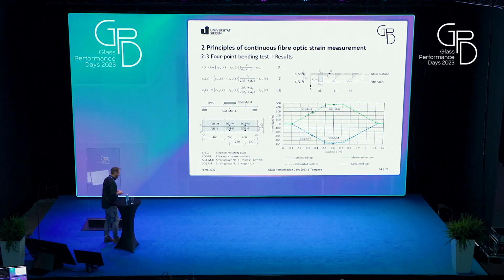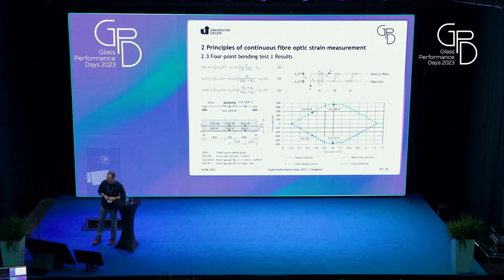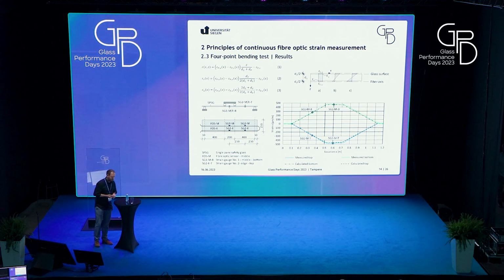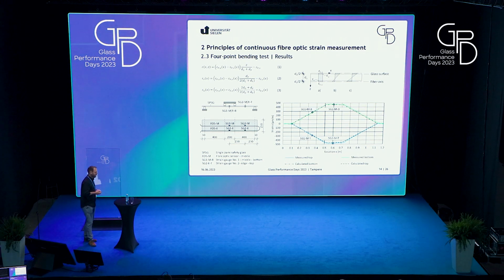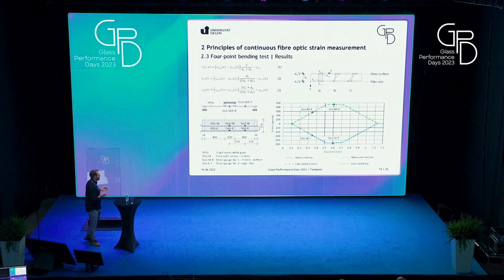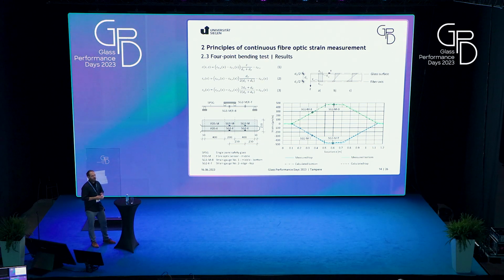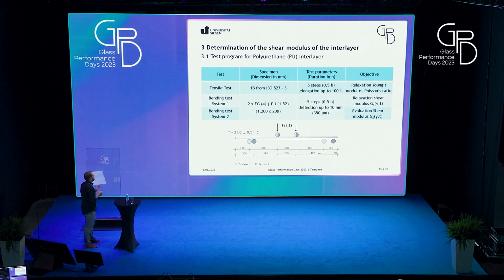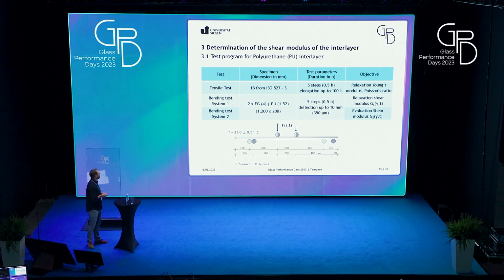And the values from the strain gauge also match very well. So the strain measurement system using an acrylate adhesive is applicable during tensile tests and during bending tests, so that we can switch over to the next step and evaluate the material properties of the interlayer in the laminated state. This is the test program for a polyurethane interlayer that is developed by one of our partners.